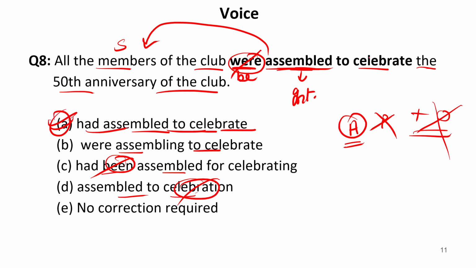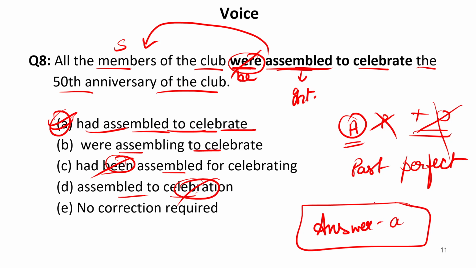So this is the correct structure, and the sentence is in past perfect tense, in which we need subject, then we have had, then we have main verb in third form, then we have object. But the verb is intransitive, we need not have any object. So the correct sentence will be, all the members of the club had assembled to celebrate the 50th anniversary of the club. So our answer is A, of course, which is absolutely correct. Now let us move to the next one.